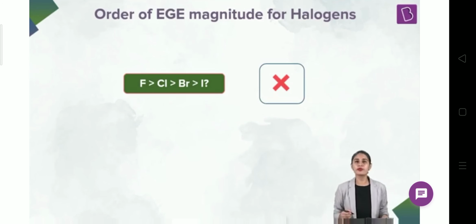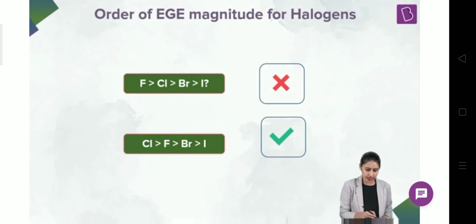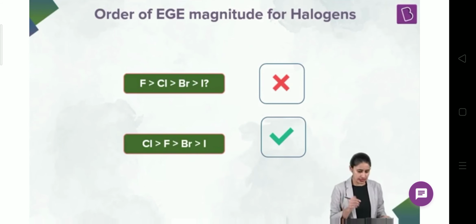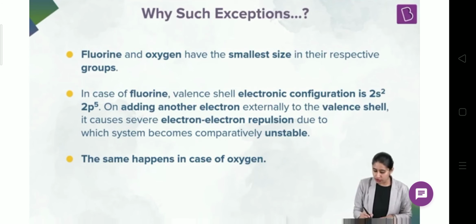Hold on to your emotions, because this is wrong. The right picture is this. Okay? So why is this kind of a change happening? It is very simple, because of fluorine and oxygen. I'm going to tell you about oxygen in a while. Let's just hide it. Pretend you have not seen it.